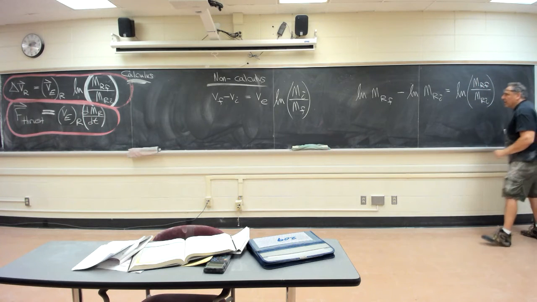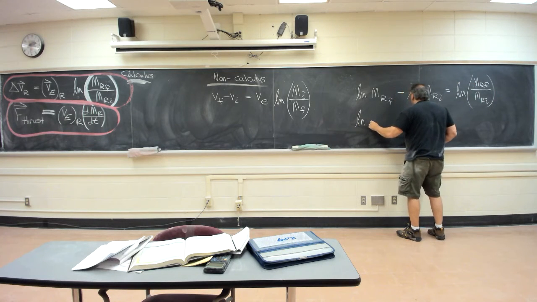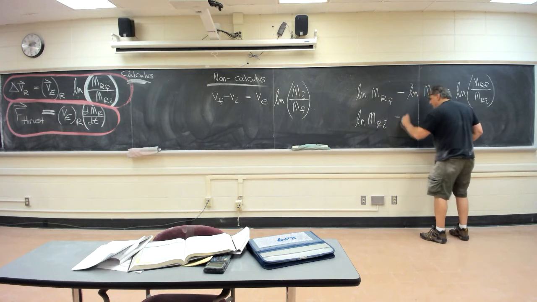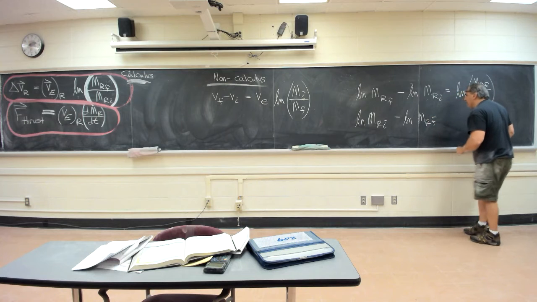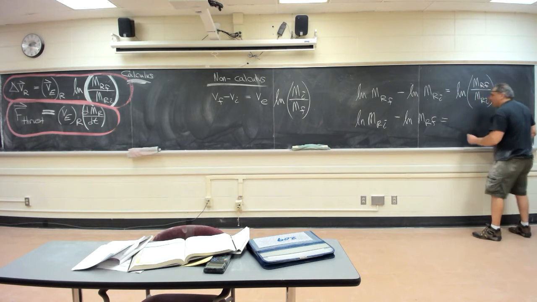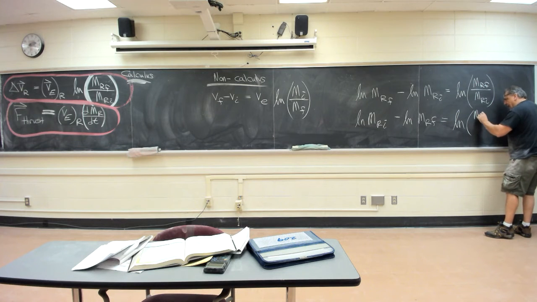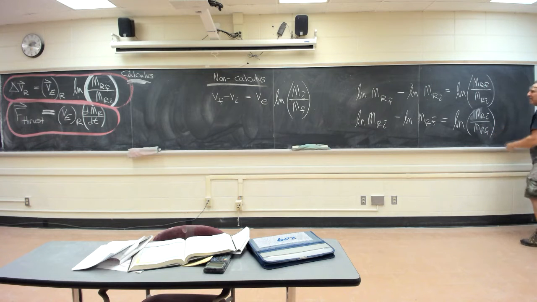End of the story. If you reverse the order, ln MRI minus ln MRF, it's the same argument, but it's going to be ln of MRI over MRF. Well, how are they different?